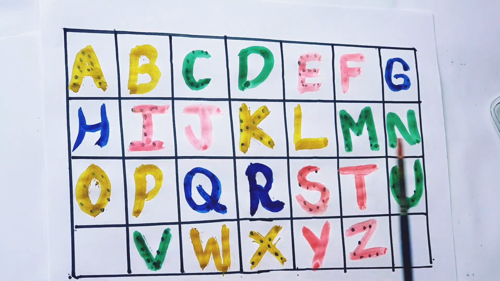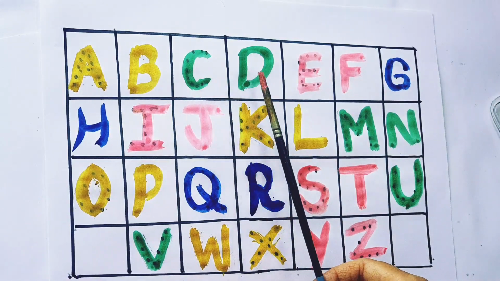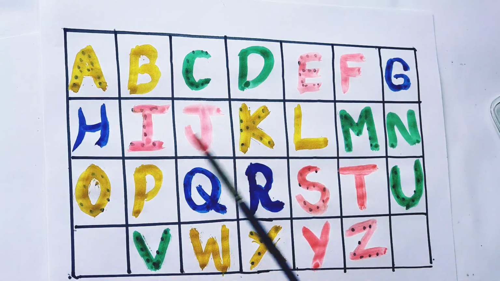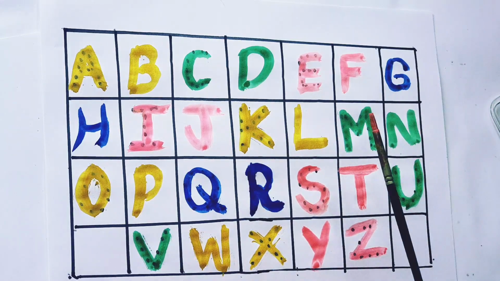So kids, what did we learn today? We learn A, B, C, D, E, F, G, H, I, J, K, L, M, N, O, P, Q, R, S, T, U, V, W, X, Y, Z.